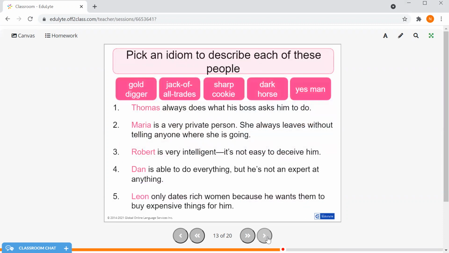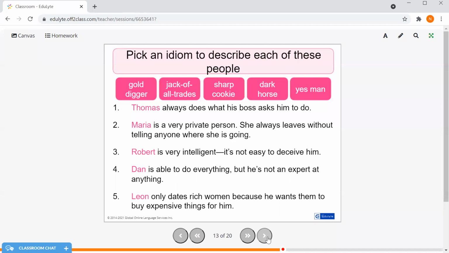Moving on to the next one. Pick an idiom to describe each of these people. Okay. Gold digger, jack of all trades, sharp cookie, dark horse, yes man. Let's try and test ourselves. Thomas always does what his boss asked him to do. So Thomas would be a yes man because he always says yes to his boss.